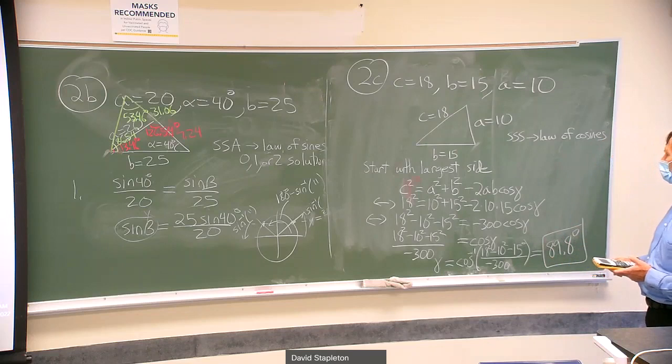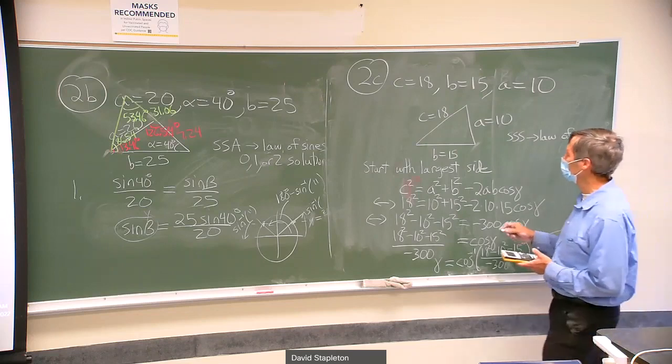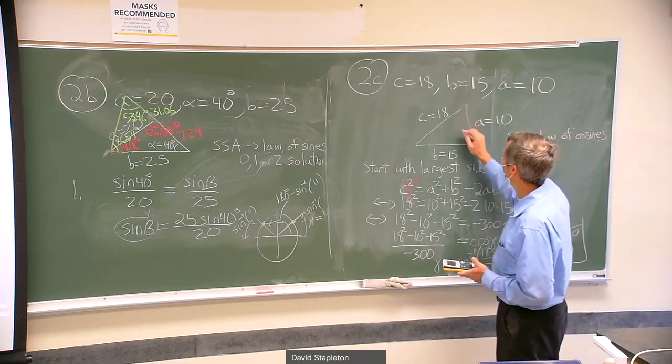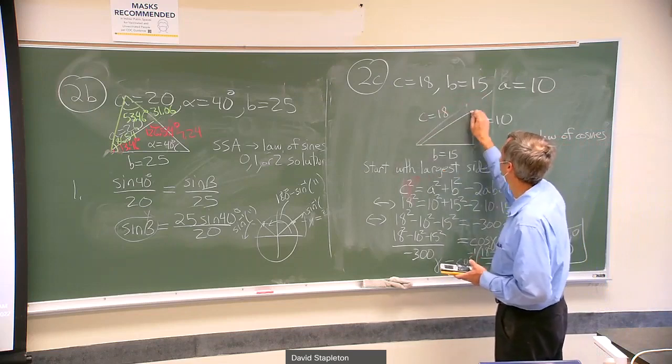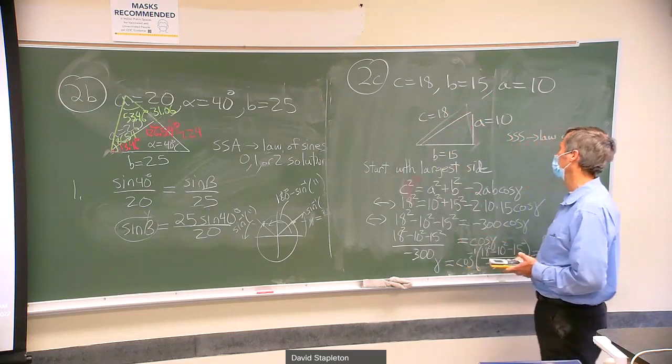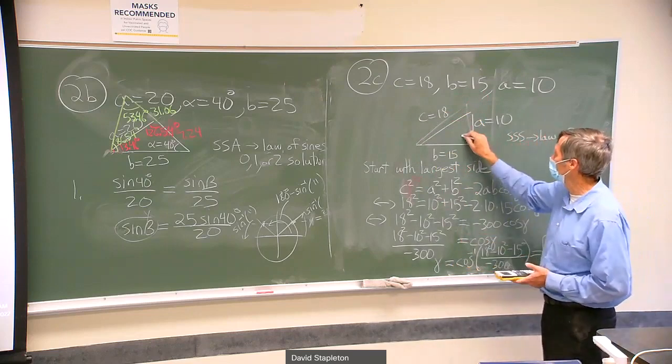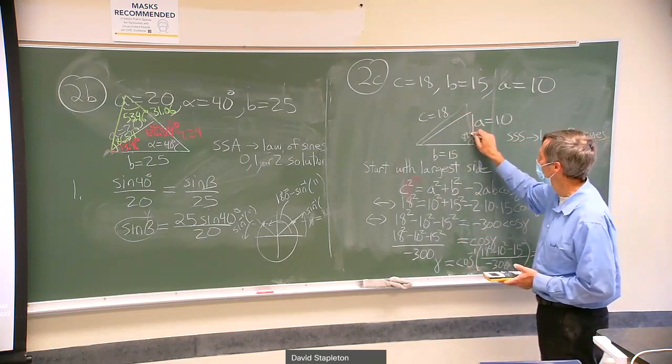So if I drew this correctly, I guess I didn't quite. This would have to be almost a right angle, so it looks like that. There we go. So hopefully that's right now. This is now 89.8.